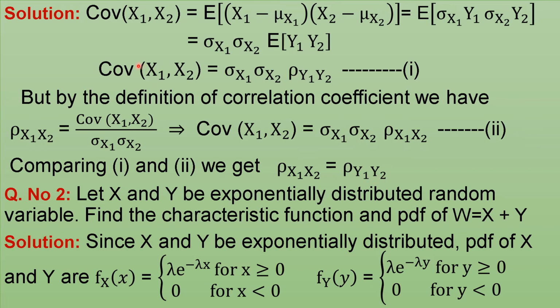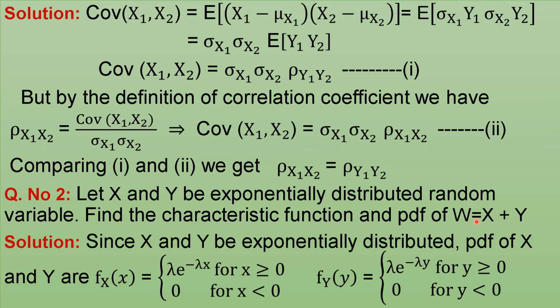So the question was to find the covariance of x1, x2, calculated, and find the correlation coefficient rho between x1 and x2. That also calculate. Next question. Let x and y be exponentially distributed random variables. Find the characteristic function and the probability density function of the sum w equal to x plus y.